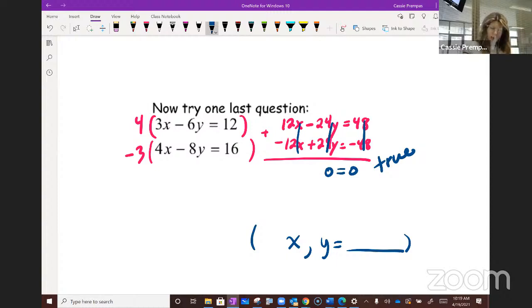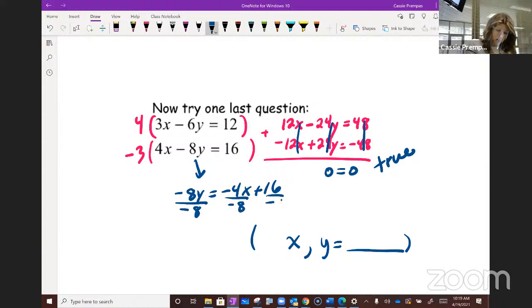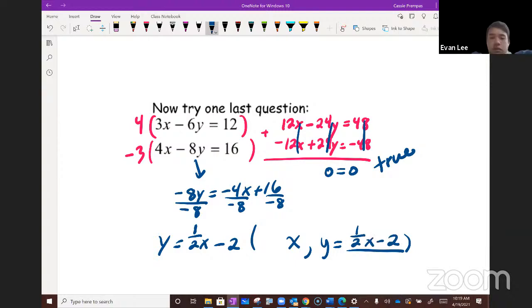So to determine what y equals, because these are the same equation, I can solve either of them for y. You're right. So I'd have negative 8y equals -4x plus 16. And then divide everything by -8. And I get y is equal to 1/2 x minus 2. So then that's what I can put for the y. Okay. All right, I think I get it now.